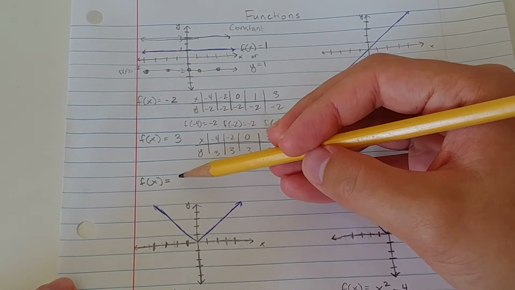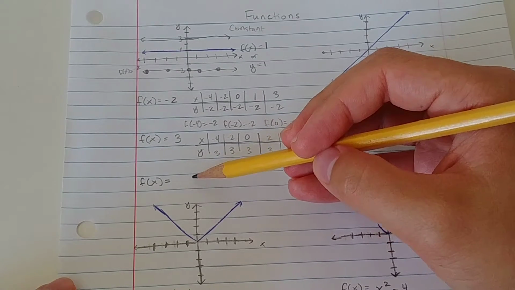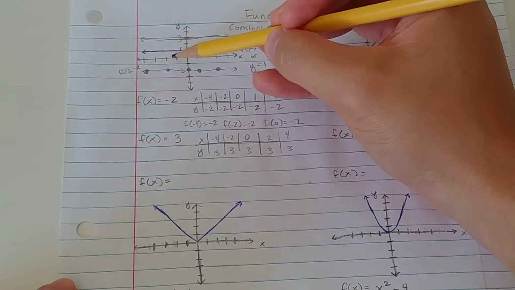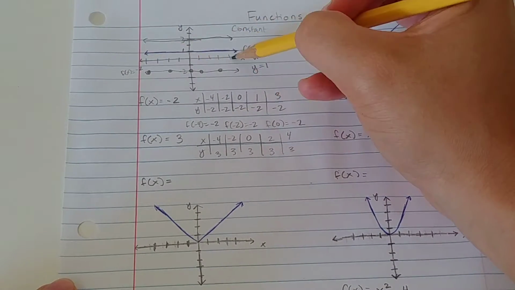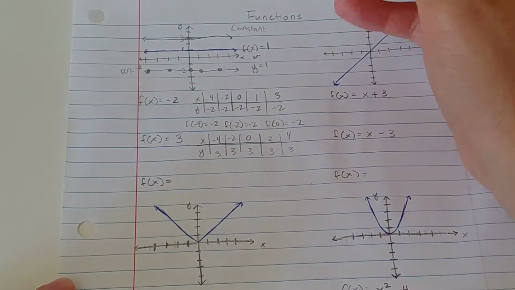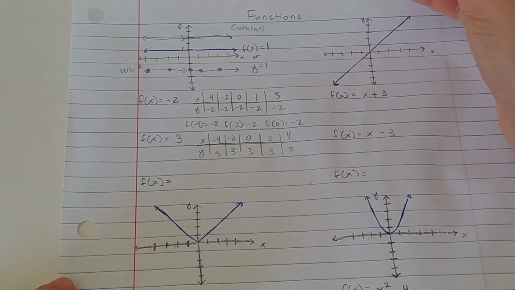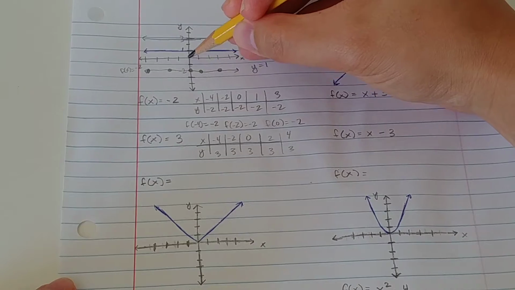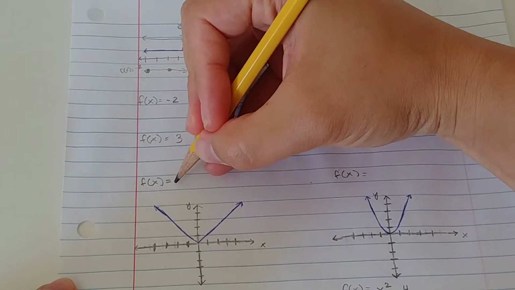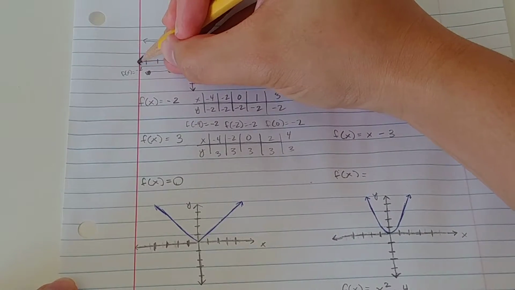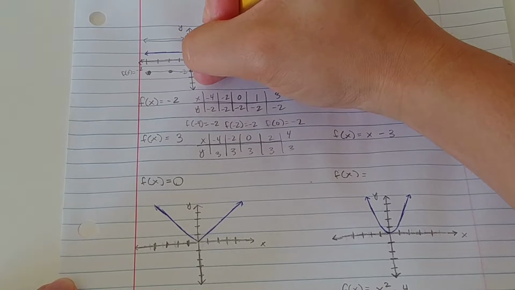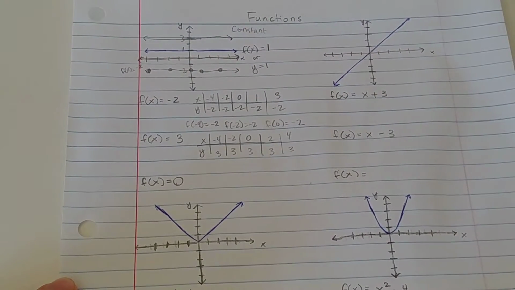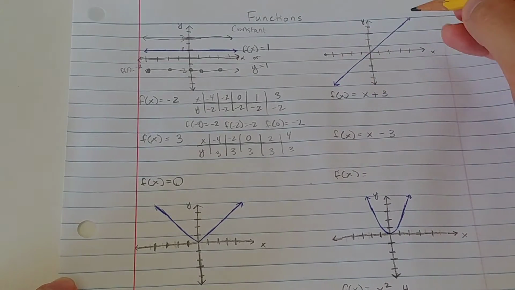Now, this one I left blank. The reason why is because I was going to ask, what number do you think we're going to put to get this x-axis? To get a line on the x-axis, what number is that? This is 1, this is negative 1, so in between 1 and negative 1 is, ta-da, 0. So f of x equals 0 is the x-axis, in case you're wondering.